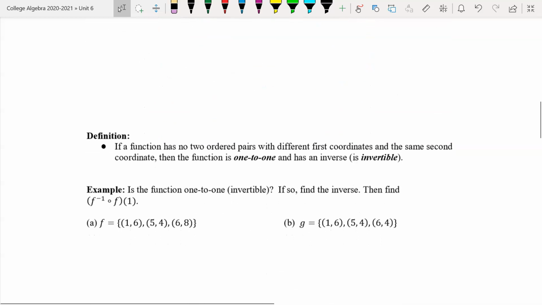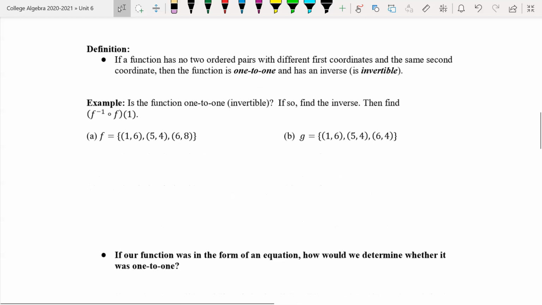If a function has no two ordered pairs with different first coordinates and the same second coordinate, then the function is one-to-one and has an inverse. So an example here: is the function one-to-one? If so, find the inverse. When we're doing this, I have to make sure my domain goes to exactly one range.